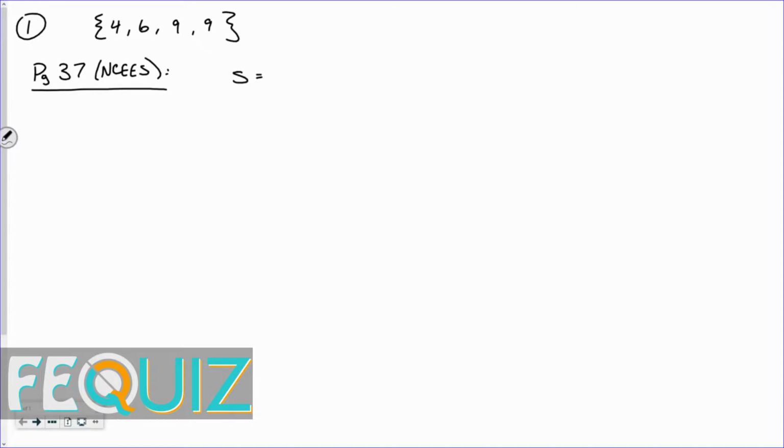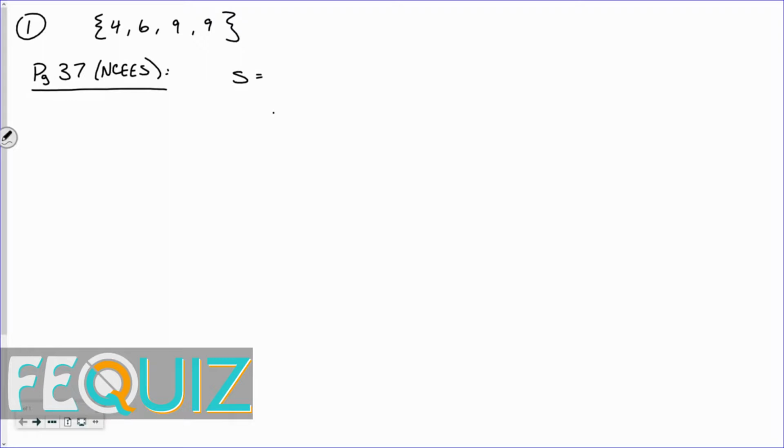So problem 1, we have the data set 4, 6, 9, 9. Now, from the reference manual, page 39, so I'll put page 39 of NCEES. That way everybody's following where I'm getting this. Oh, sorry, nope, page 37. Page 37. We get that the sample standard deviation is as follows.